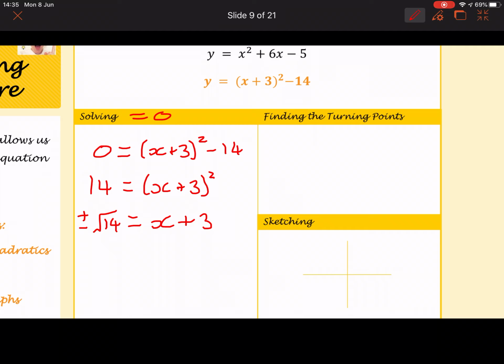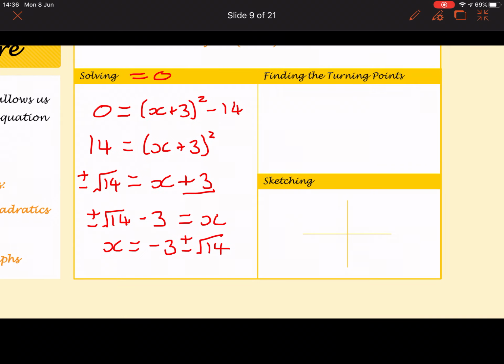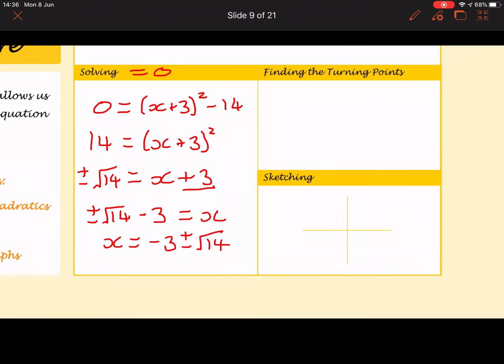Now, we've got to get x on its own, so I've just got to take away 3. So my left-hand side is plus or minus root 14, take away 3, and it equals x. Now you might write that the other way around and have x equals minus 3 plus or minus root 14. Makes it a bit neater. But it's exactly the same answers. If you needed them to decimal places, for example, you can plug them into your calculator and we actually get x equals, so if I use the positive, minus 3 plus root 14, I get 0.74.